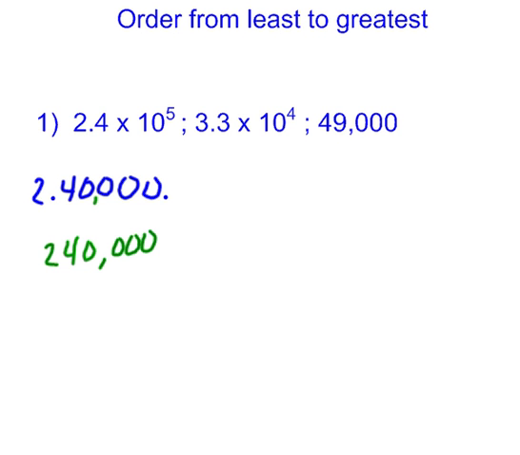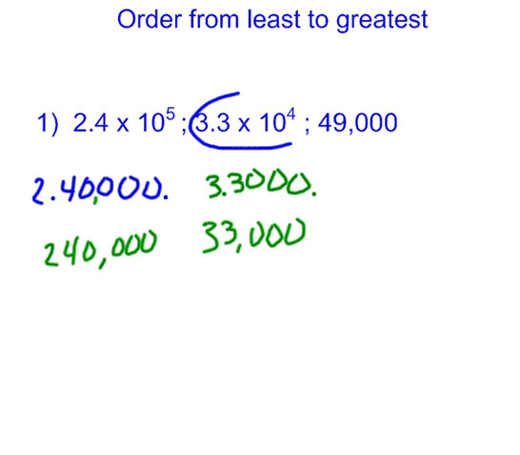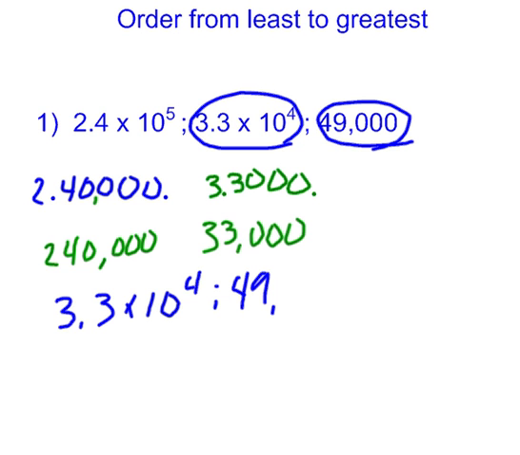Then the second one would be 3.3. Once again, we're going to go to the right. 1, 2, 3, 4. Putting in commas, this would be 33,000. And now the last thing is just to decide which one is the smallest. So the smallest is this one. So this one would go first. So you'd write 3.3 times 10 to the fourth. Then the next one would be 49,000, followed by 2.4 times 10 to the fifth.